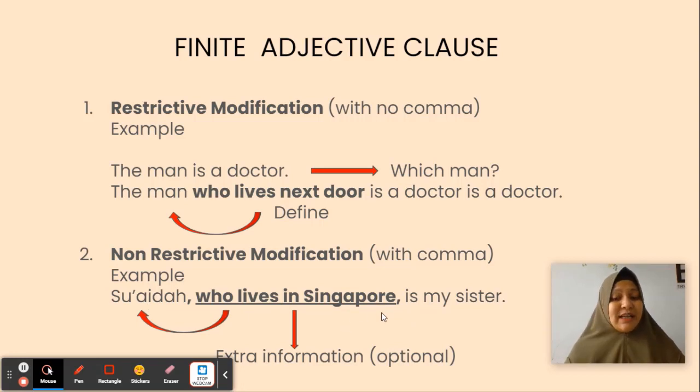Suaida who lives in Singapore is my sister. Okay, so the adjective clause here, if it is a non-restrictive modification, it is extra information, functions as extra information, and this is optional.